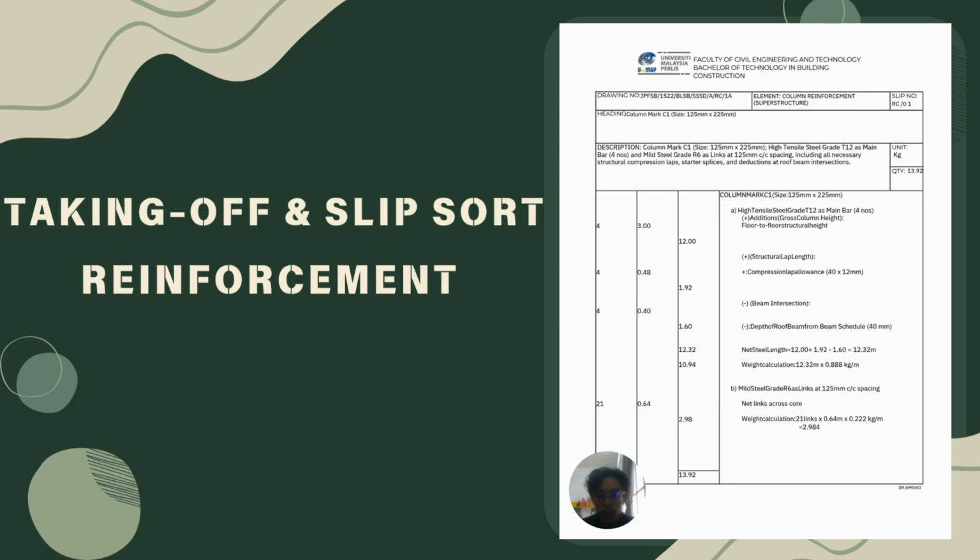Hello, my name is Muhammad Asyari, 241-333, 410, and I will continue with column reinforcement, slab reinforcement, and lintel span reinforcement. First, let's look at the superstructure column. We analyze three column marks: C1, C2, and C3. For column C1, which has a cross section of 125 mm x 225 mm, the design utilized four number of high tensile steel grade T12 as the main reinforcement bar.